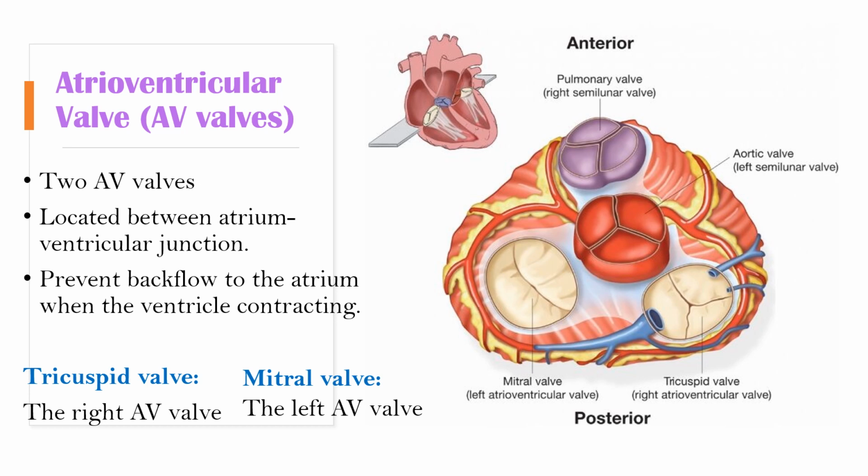Atrioventricular (AV) valves. There are 2 AV valves, located at the atrioventricular junction, to prevent backflow into the atrium when the ventricle is contracting. They are the tricuspid valve, which is the right AV valve, and the mitral valve, which is the left AV valve.